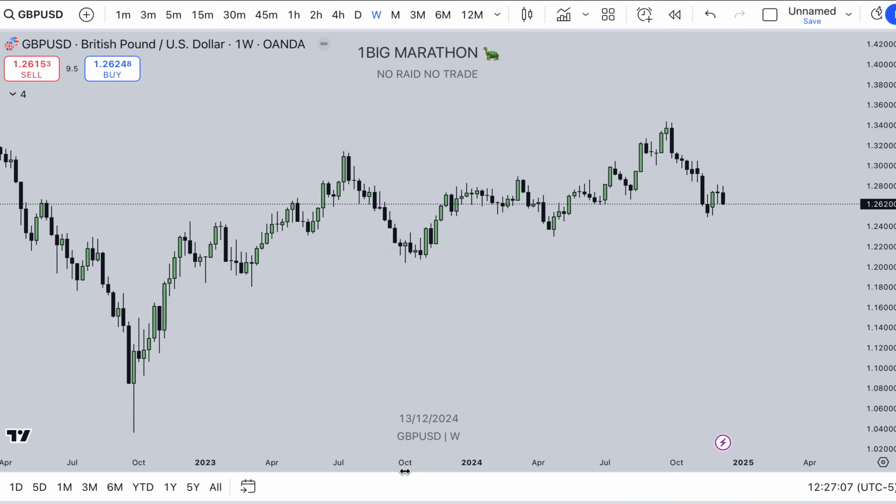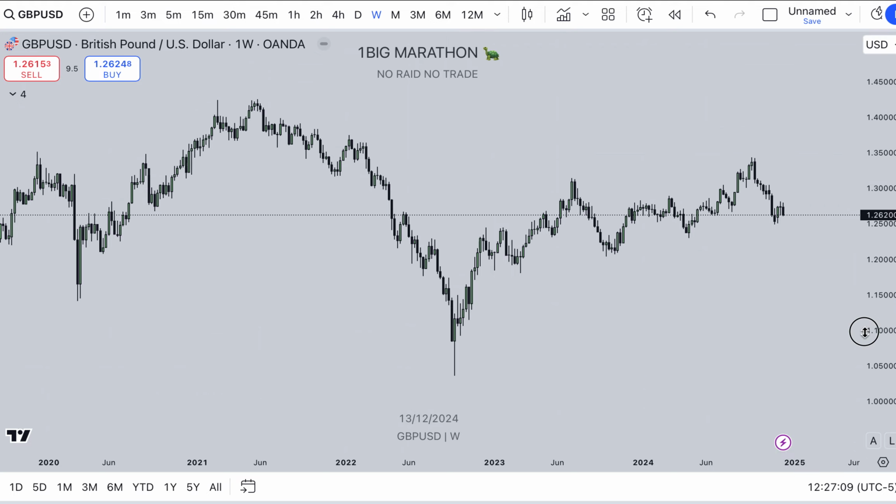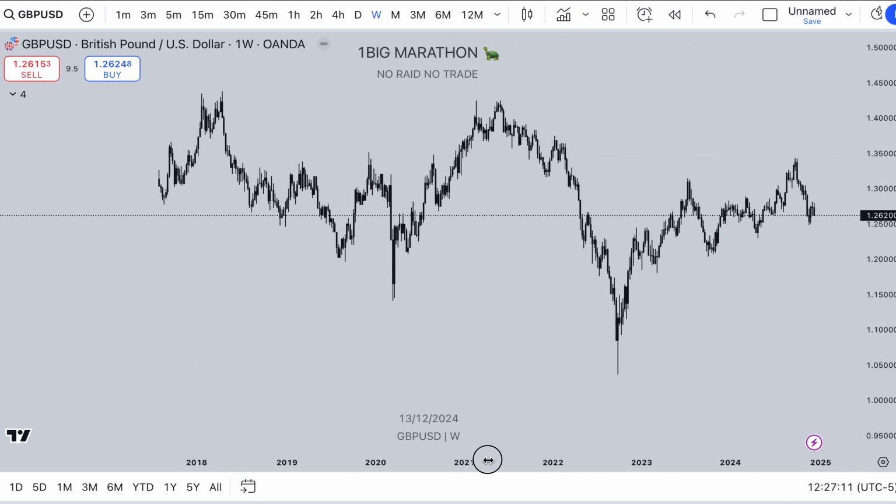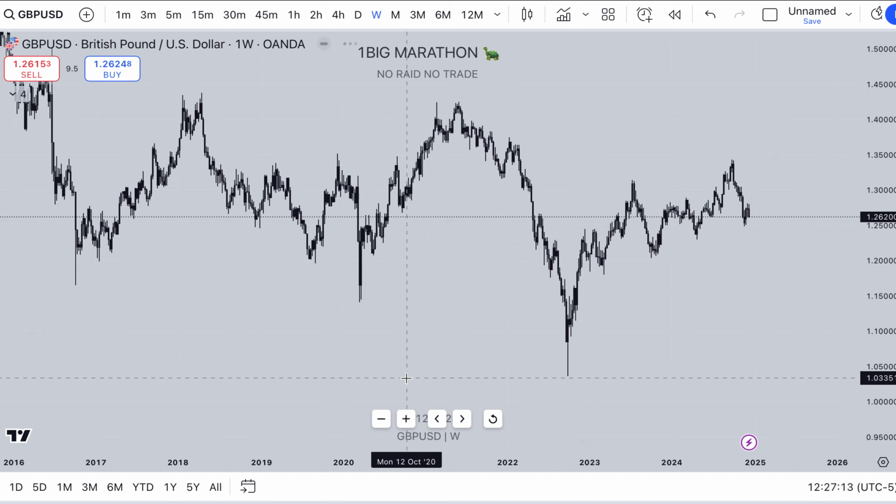First, I always like to remove everything. I squeeze up my chart, and when I'm squeezing up, I want to see what? The structure of the market. After structure, you look at liquidity. After liquidity, you go for your POI.